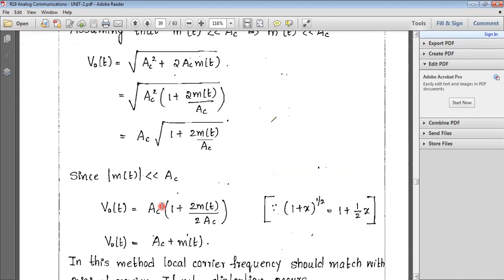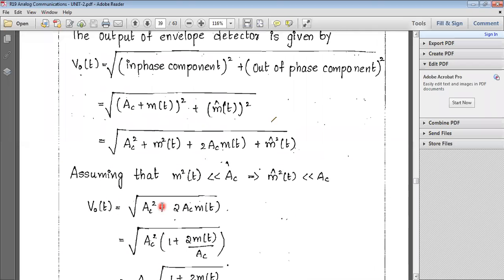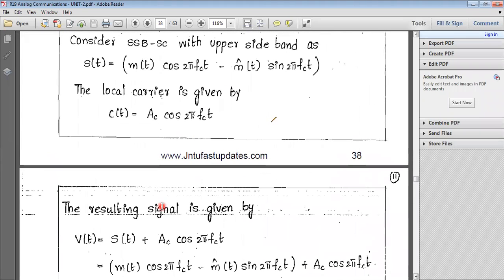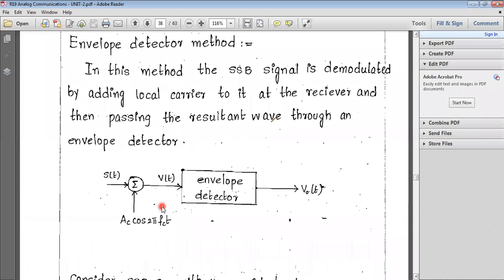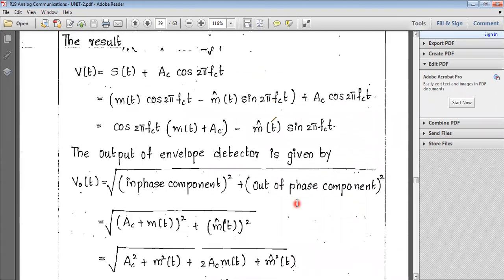So these are the SSB demodulator types. In SSB demodulators, there are two types. The first one is coherent detection and the second one is envelope detection. In envelope detection, the circuit name itself says it consists of an envelope detector. So the block diagram consists of an envelope detector. After passing through the adder, the signal is applied to the envelope detector. So at the output of the envelope detector, we got m of t plus AC. So these are the demodulation techniques for SSB.